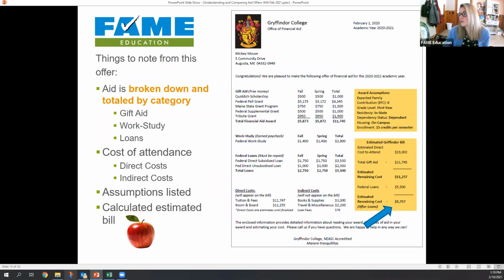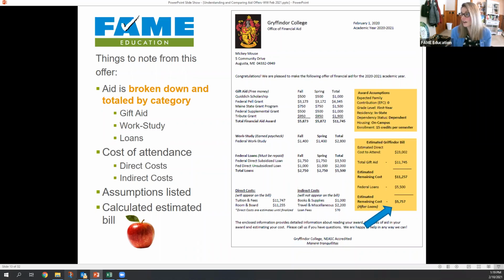They did list the assumptions. They said, okay, what was your EFC? What year in college are you? In-state, out-of-state, what your enrollment is. They've clearly indicated on this one, here's what we use to determine this financial aid.